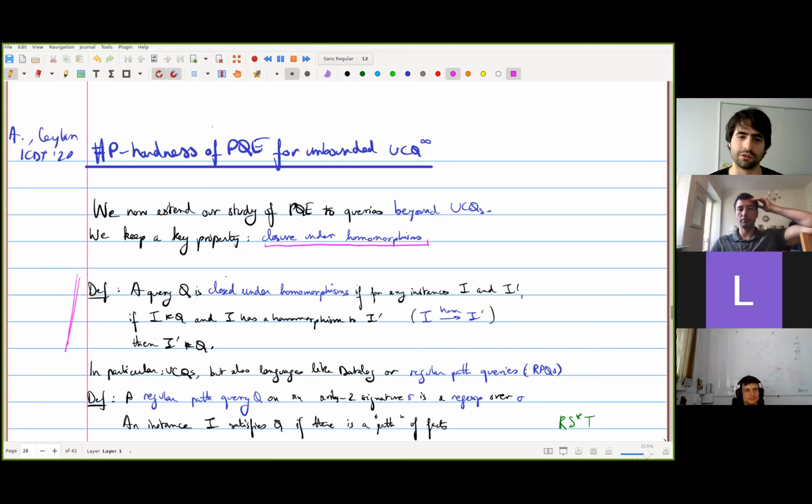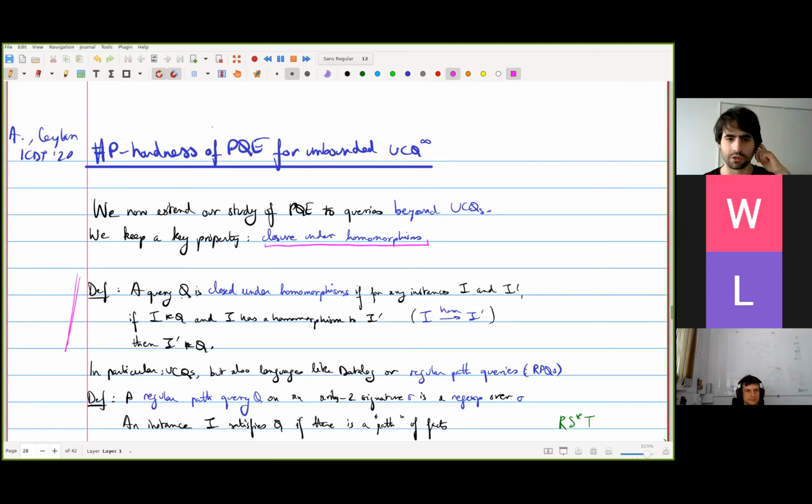A query is something that takes an instance and says either yes or no. If an instance I satisfies the query Q, and the instance has a homomorphism to another instance I prime, then the other instance must also satisfy the query. So again, Q is closed under homomorphisms means: if I satisfies Q and I has a homomorphism to I prime, then I prime also satisfies Q.